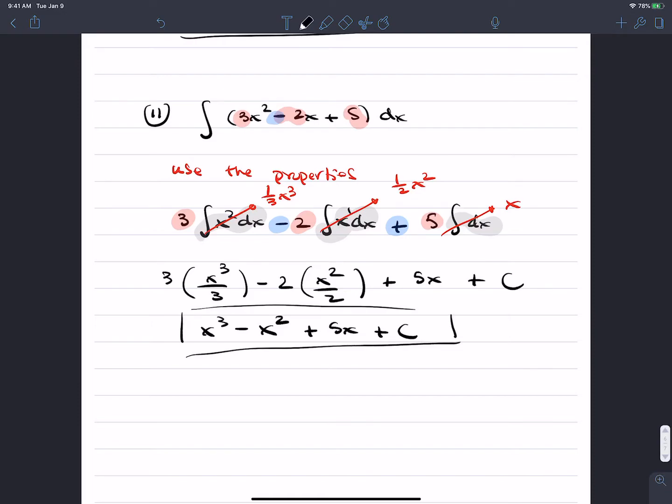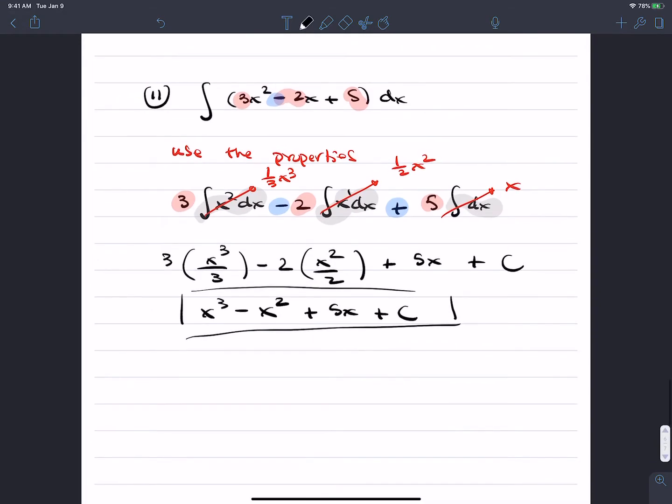So you'll get really good at identifying these properties here, separating, pulling out your constants, writing your integrals of sums as sums of integrals, integrals of differences as differences of integrals. And you can put that constant at the very end. You don't have to put the c's everywhere. I used to do that. Just leave your constant at the end.